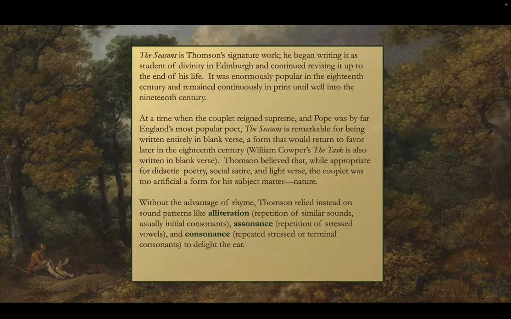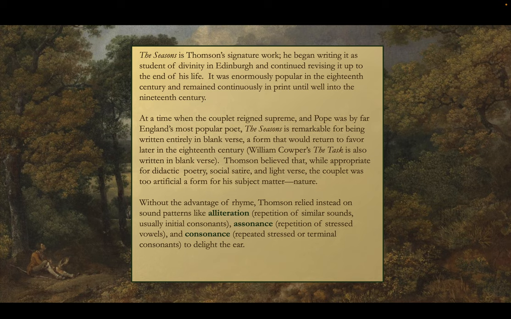And the Seasons remained continuously in print until well into the 19th century. And in fact, it was at the center of a lot of the new copyright legislation that was developing in the 18th century. So at a time when the couplet reigned supreme and Alexander Pope was by far England's most popular poet, the Seasons is remarkable for being written entirely in blank verse. And this was a form that would return to favor later in the 18th century.